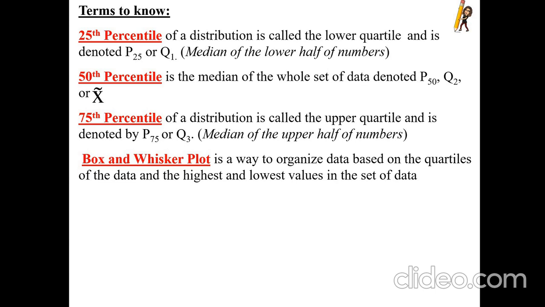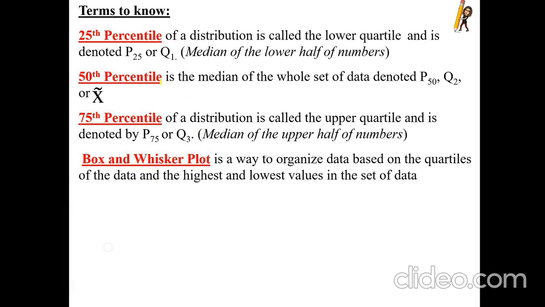All right, some terms to know. The 25th percentile is also known as Q1 or quartile 1. It is the lower quartile and it can be denoted as P sub 25 or Q1. It is the median of the lower half of your numbers. The 50th percentile is the exact same thing as the median.